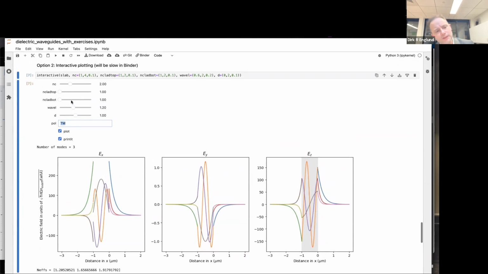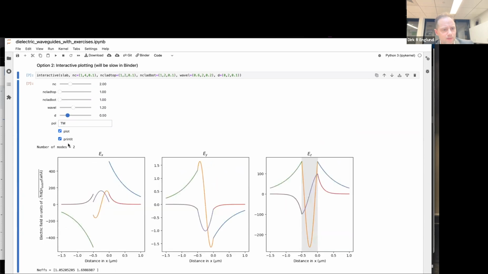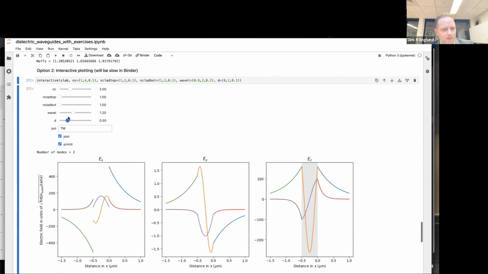So what can we change here to make this single mode rather than triple mode? Well, one thing is we could make the width of the waveguide smaller. Let's see. Okay, there we go. The number of modes that are solved is now 2, now that I'm at 1.2 microns in wavelength and the width of the slab is half a micron. What else could I do?